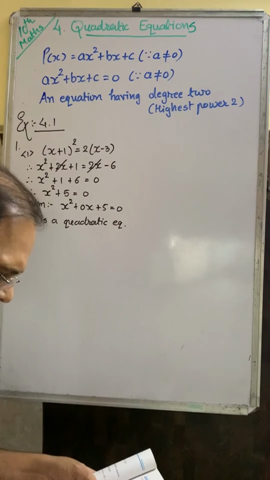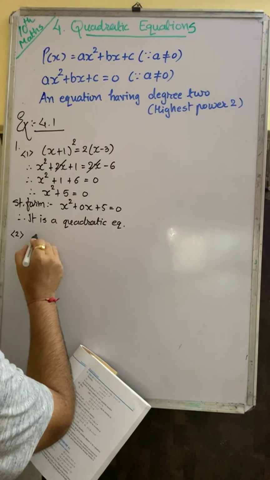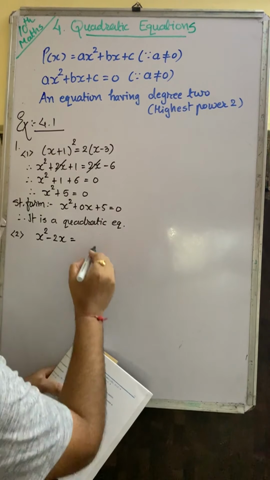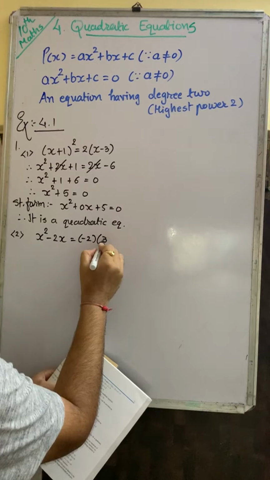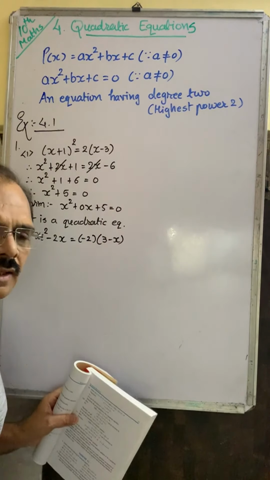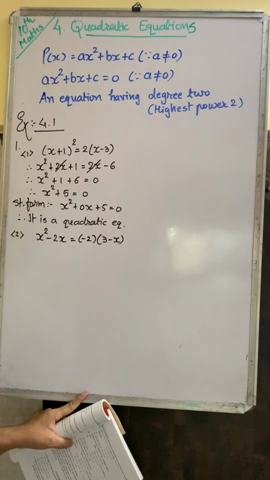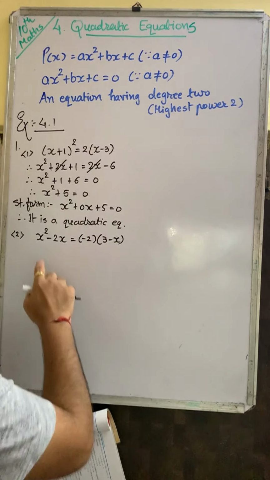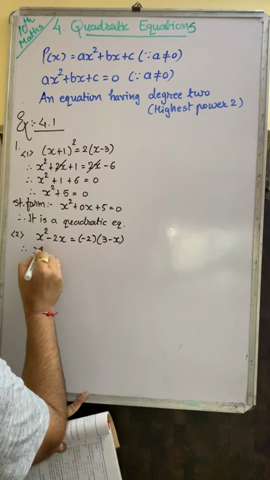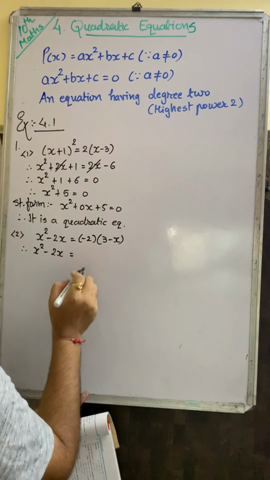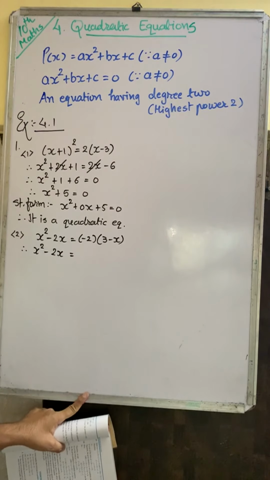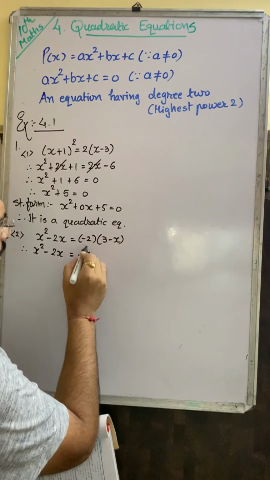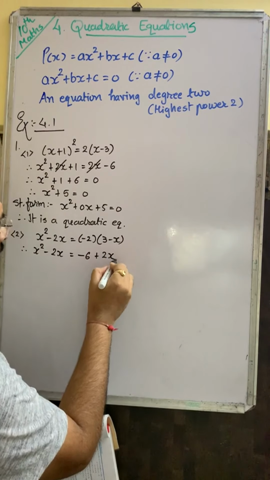Second question: x² - 2x is equal to -2 into (3 - x). Okay, once again open and try to simplify, and at a glance also you can say that yes, it is quadratic because the highest power is 2. x² - 2x, keep it as it is, open the bracket which is multiplied by -2: -2 × 3 is -6, minus minus plus 2x.